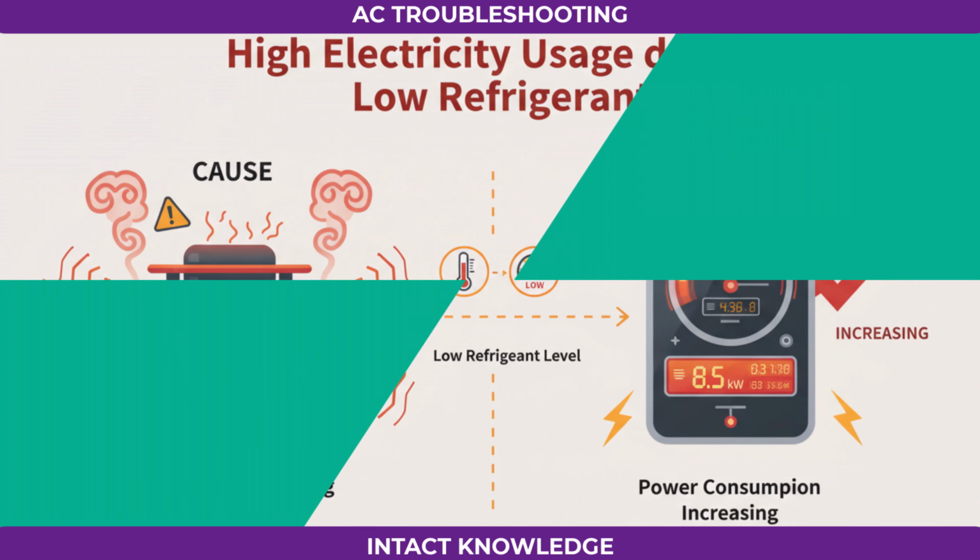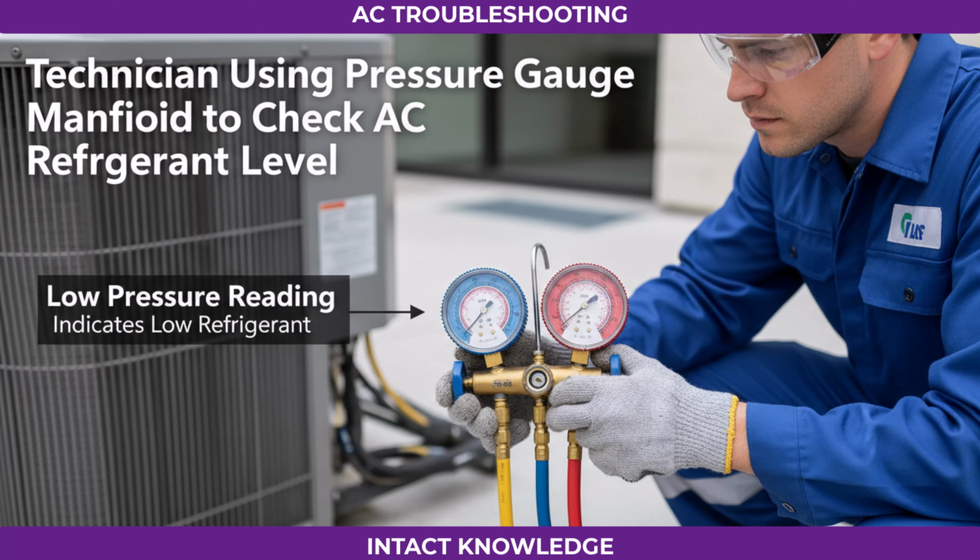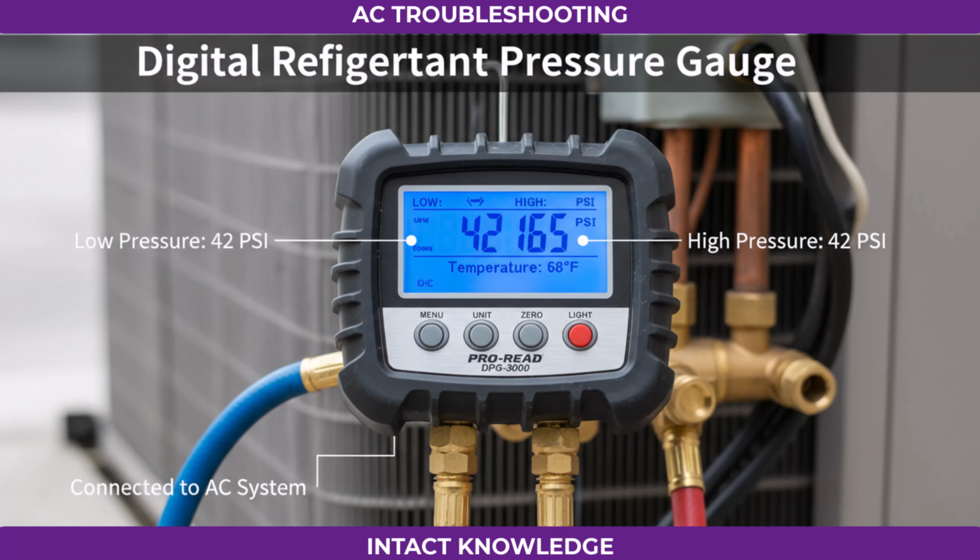When the refrigerant charge is too low, the compressor has to run continuously, which not only reduces cooling performance, but also increases your electricity bill. If you suspect your AC might be low on refrigerant for any of these reasons, you can confirm it by checking the system pressure using a pressure gauge.